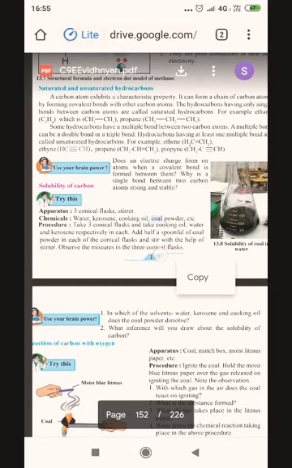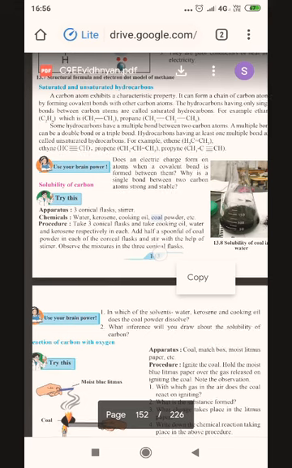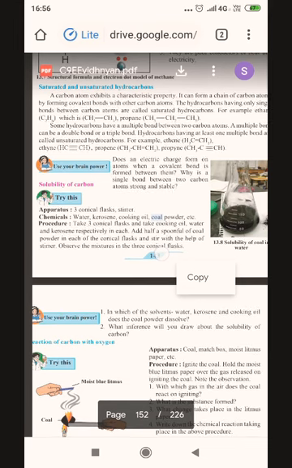Does an electric charge form on an atom when a covalent bond is formed between them? No. Why is a single bond between two carbon atoms strong and stable? Here, compared to double and triple covalent bonds, a single bond is stronger. Charges are equally distributed.